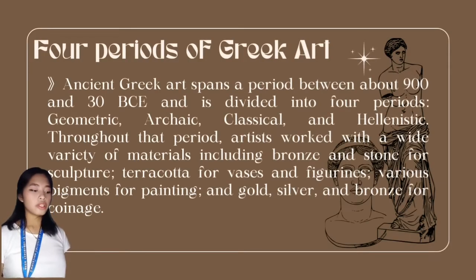So there are four periods of Greek art. Ancient Greek art spans a period between 900 and 30 BCE and is divided into four periods, which are the geometric, archaic, classical, and Hellenistic period. Throughout that period, artists worked with a wide variety of materials, including bronze and stone for sculpture, terracotta for vases and figurines, various pigments for painting, and gold, silver, and bronze for coinage.